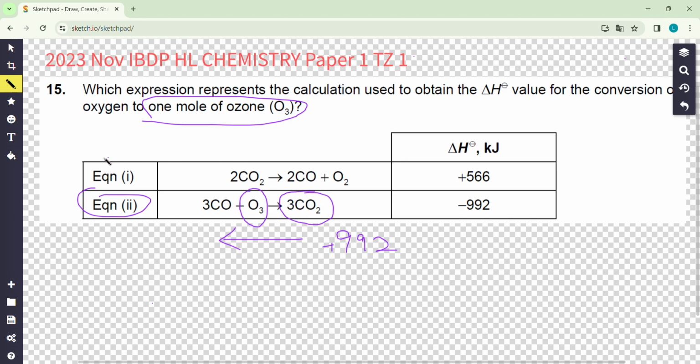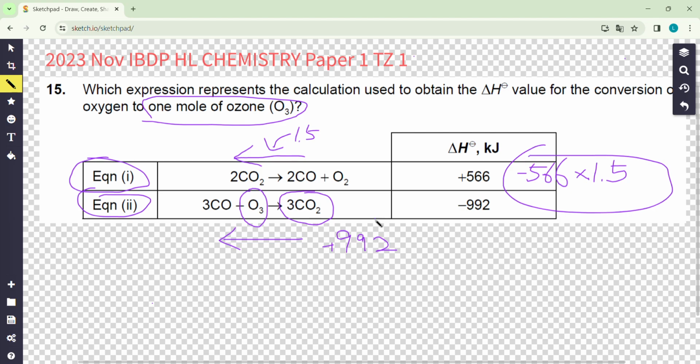Look at the equilibrium one, the first step. Okay, we need 1.5 of this step, right? And also the step is reversed. So the enthalpy change is also reversed to negative 566. But we need 1.5 of this reaction.